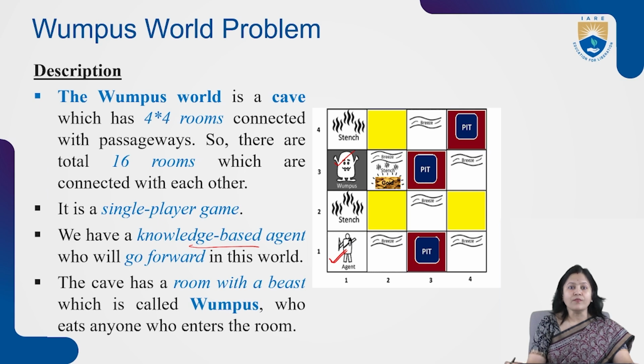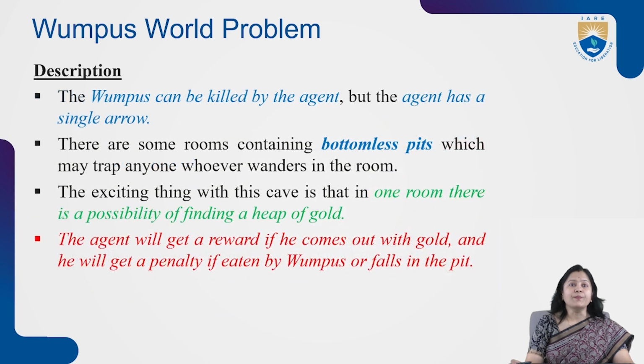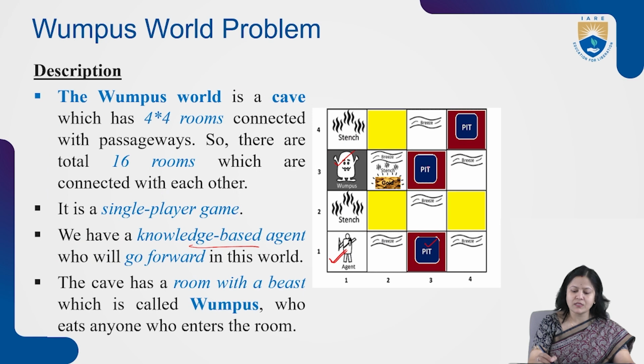The cave has a room with a beast, B-E-A-S-T. Beast is nothing but the monster, also called the Wumpus, who eats anyone who enters the room. The Wumpus can be killed by the agent, but the agent has only a single arrow. Some rooms contain bottomless pits which may trap anyone who wanders into the room. I hope you can see these 3 pits in this cave. Anybody who enters into these pits will die and cannot come out.